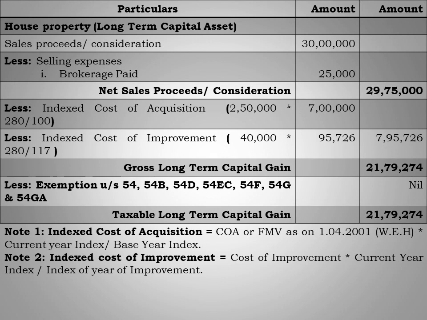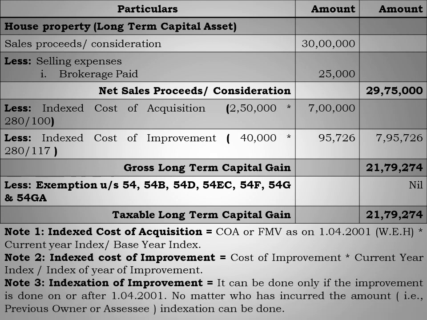Therefore the taxable long term capital gain will be 21,79,274, and this will be the taxable long term capital gain for the taxpayer Mr. Vaibhav for the assessment year 2019-20. Okay, there is one more note. Here we have the special case of two persons, one who is the acquirer or the original owner of that property, who is going to transfer it to some other person.